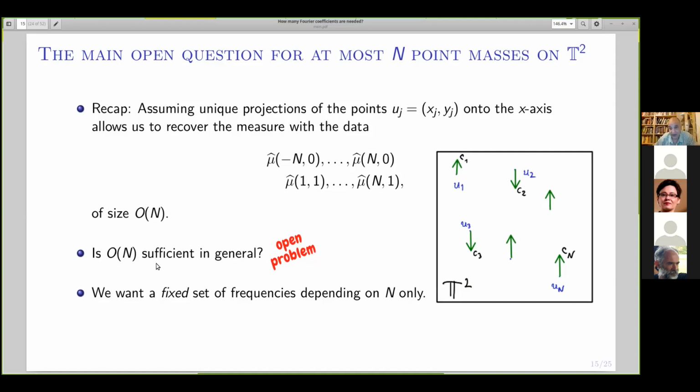Can one find a set omega of size order of n, which can uniquely recover this two-dimensional measure under no assumptions on projections like this? Okay, and again, we want a fixed set of frequencies. This is the open problem that will remain open after this lecture, but we're getting close. All right.